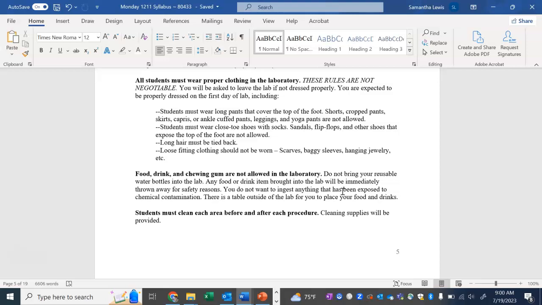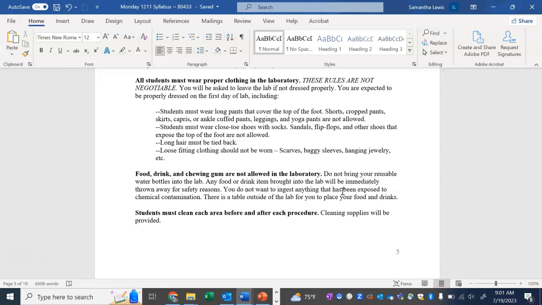Students have to wear closed-toed shoes with socks. If you're exposing your feet, you can't stay. Your long hair has to be pulled back. Now, I do keep brand new hair ties, so if there's a problem with that, let me know. I can't fix everything, but I can fix the hair. And then on days that you have lab, think about your loose-fitting clothing and how you shouldn't wear them. No scarves, no baggy sleeves, no hanging jewelry, all those things. We're going to be playing with fire a little bit, so let's just make sure we're following the rules.